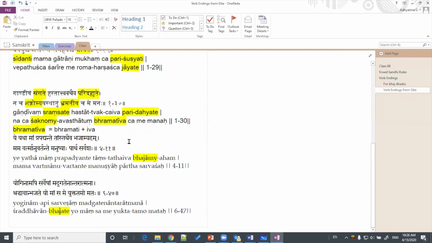And one thing here, as you see this word paridahyate. So pari is called upasarga. These are upasargas, or prefixes. You can say these are verbal prefixes.